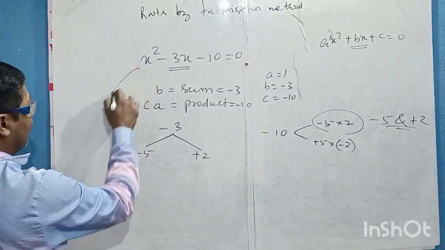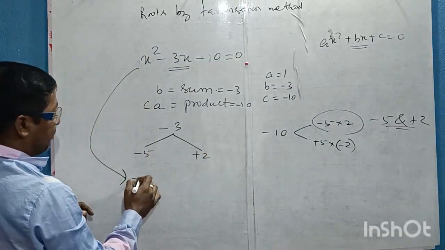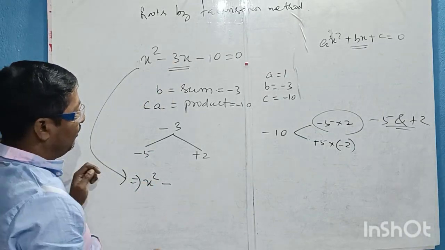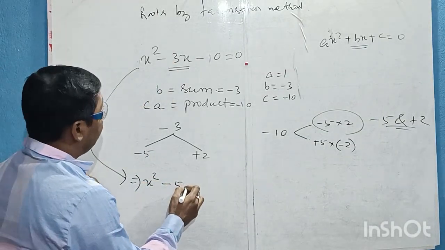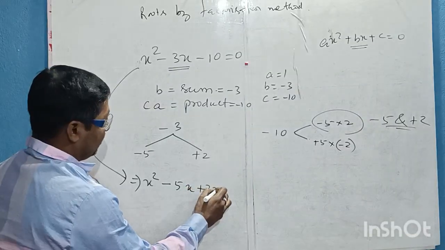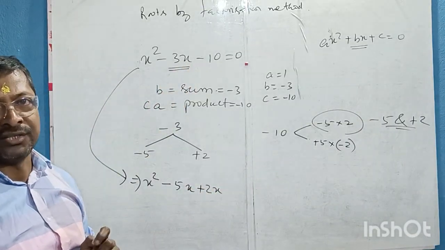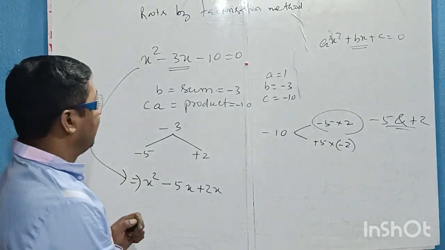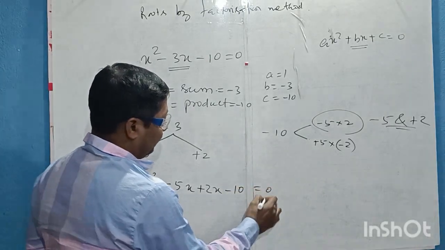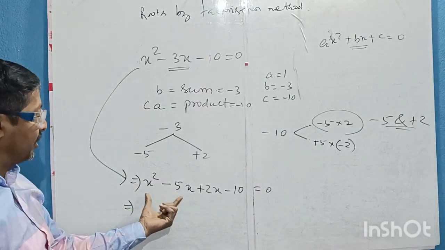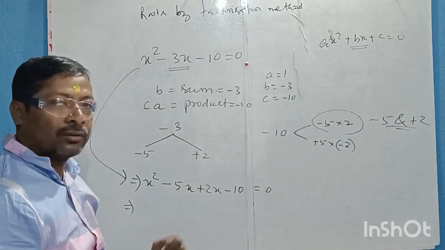So come to the next step: x square, minus 3x can be split into minus 5x plus 2x. Here x is there, so we have to write x in each term. Then minus 10 equal to 0. Now proceed by taking common factors from the first two terms and the second two terms.